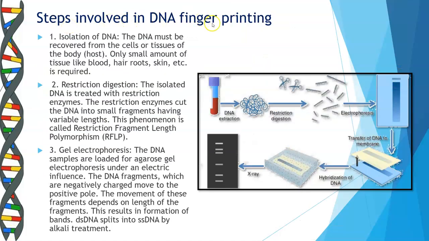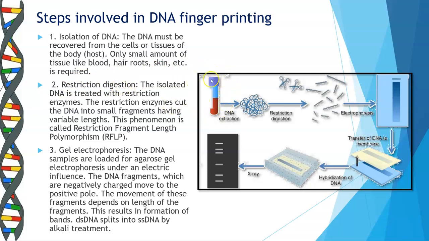Students, now let us have a look at the steps that are involved in DNA fingerprinting. The first step is isolation of the DNA. The DNA must be recovered from the cells or the tissues of the body, that is the host. Only a small amount of tissue like blood, hair roots, skin, etc. is required. The next step is restriction digestion.